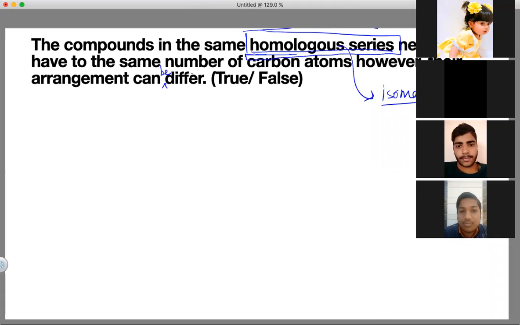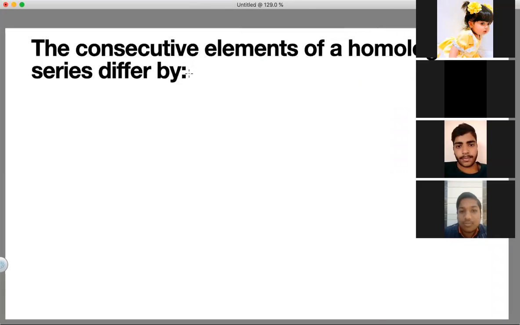सो ये डेफिनेटली गलत स्टेटमेंट है। The consecutive elements of a homologous series differ by 14 unit. Obviously, because I haven't clarified how you should answer the question, your answer is correct. They differ by 14 U in molecular mass, right? Or we can say they differ in the chemical formula by CH2. Both are correct answers because I haven't specified in which unit you have to answer.